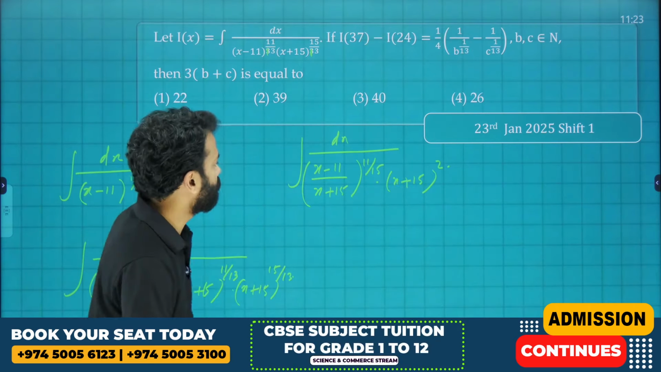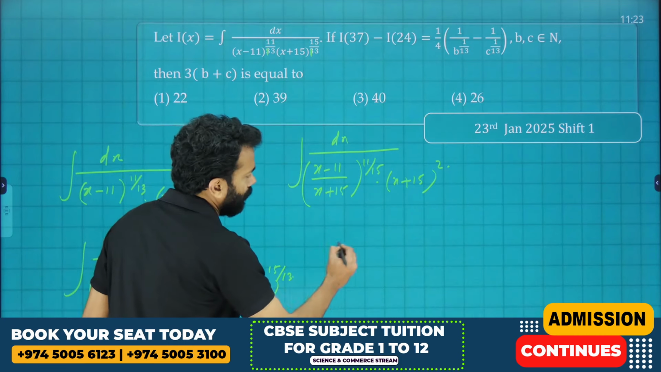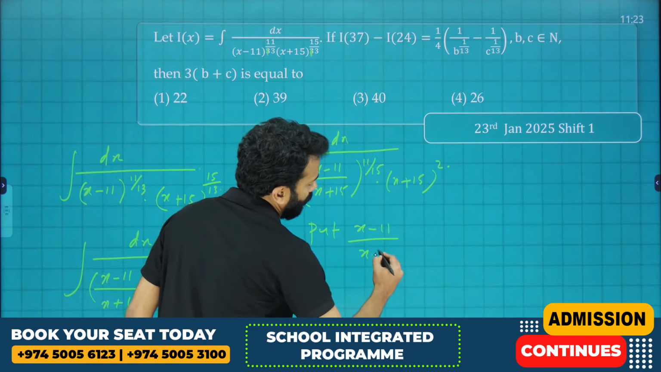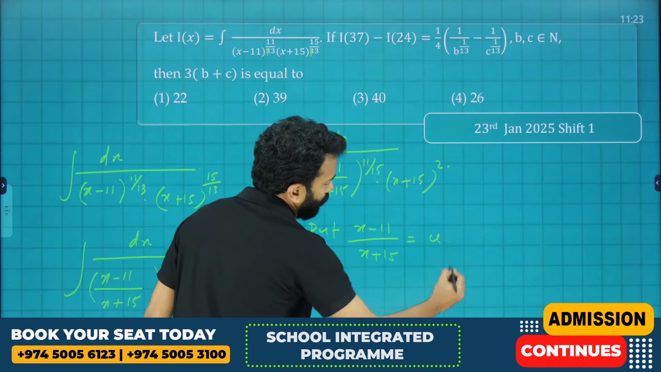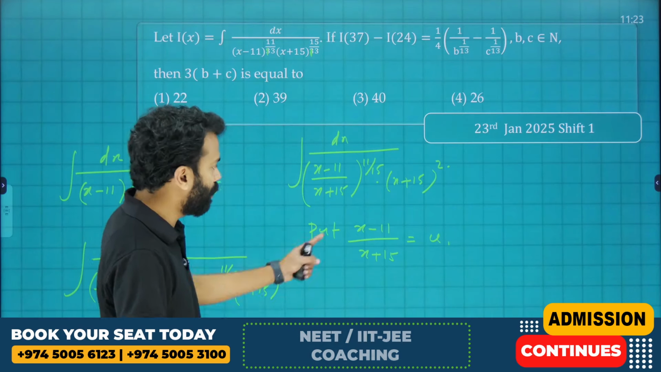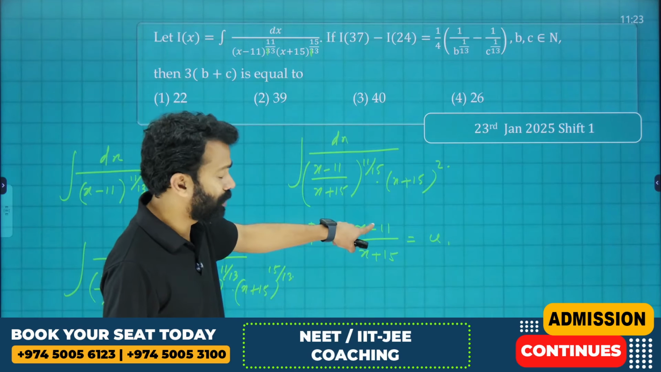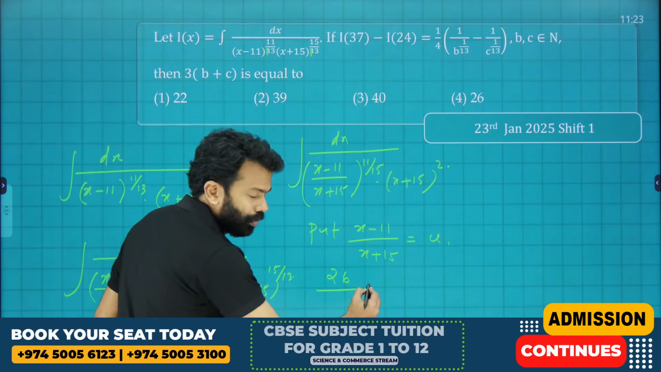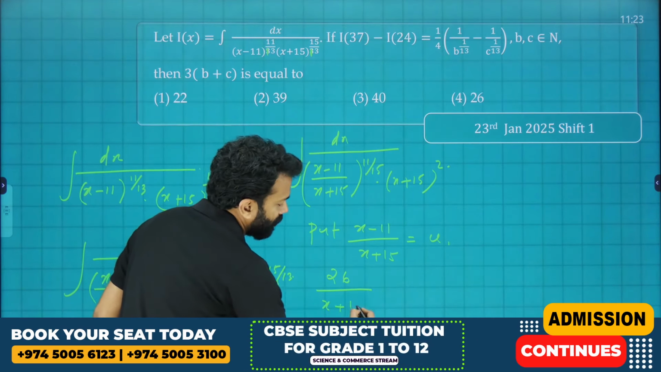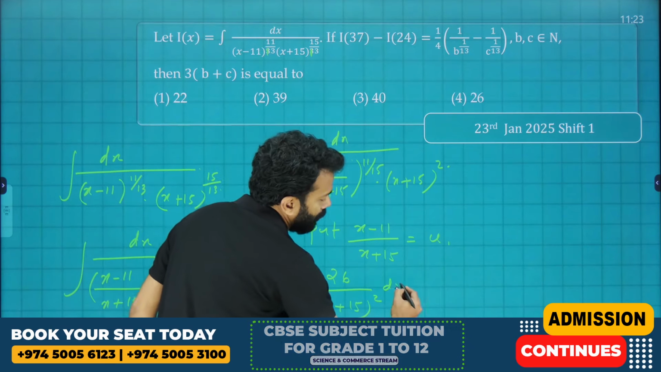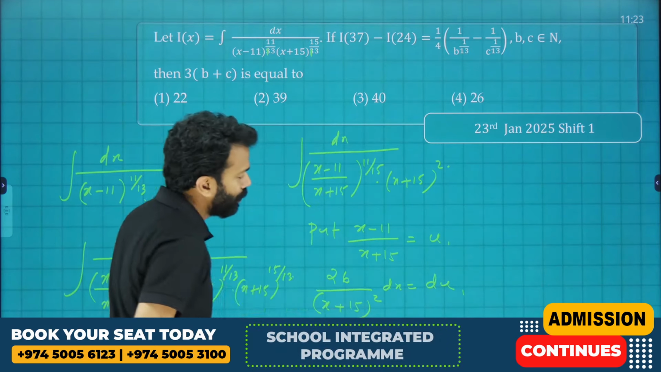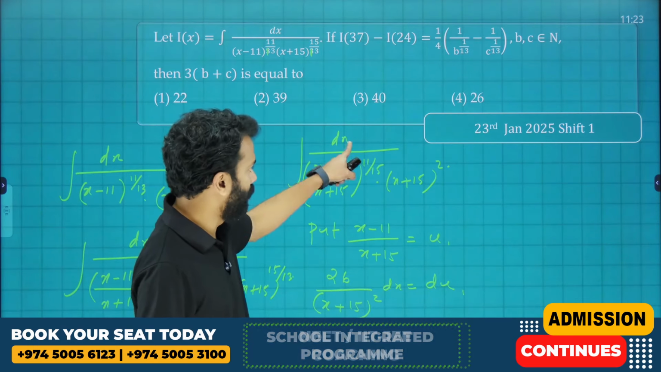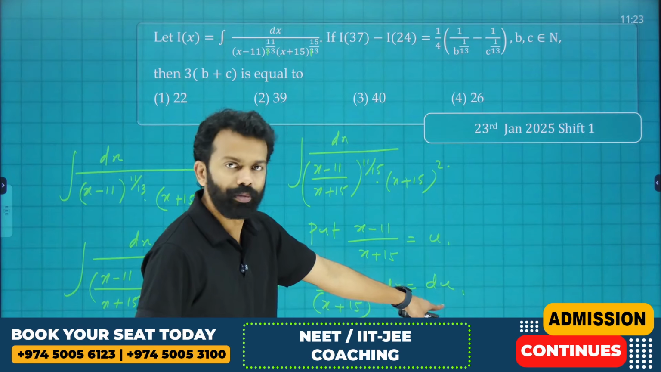Okay, so if you differentiate, let's just put x minus 11 divided by x plus 15 is equal to u. And what is the derivative of this? Its derivative will be, just subtract this from this, that is 26, that is 26 divided by, applying quotient rule, x plus 15 the whole square into dx is equal to du. So dx will be du by 26. Okay, dx by x plus 15 whole square will be du by 26.